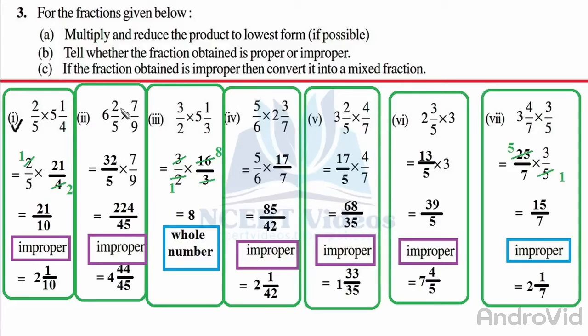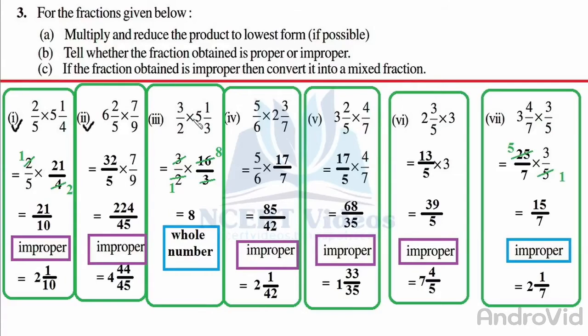Now converting it into simple fraction, 30 plus 2 is 32 over 5, 7 by 9 as it is. Now multiplication, 7 2s are 14 and 1 is carry, 7 3s are 21 plus 1 is 22. And in denominator it is simple, 45. It is again improper because numerator is greater than denominator. 45 fours are 176 and now it is converted into mixed fraction.